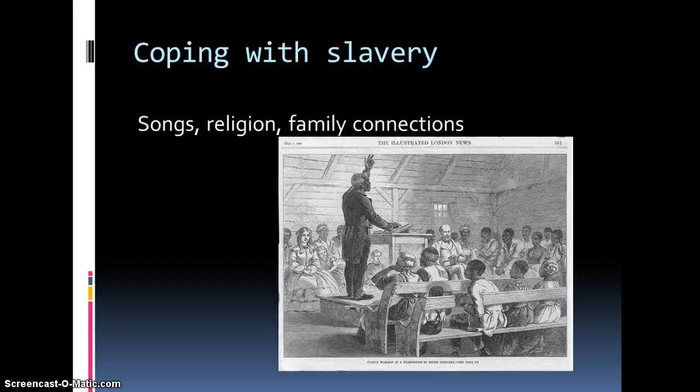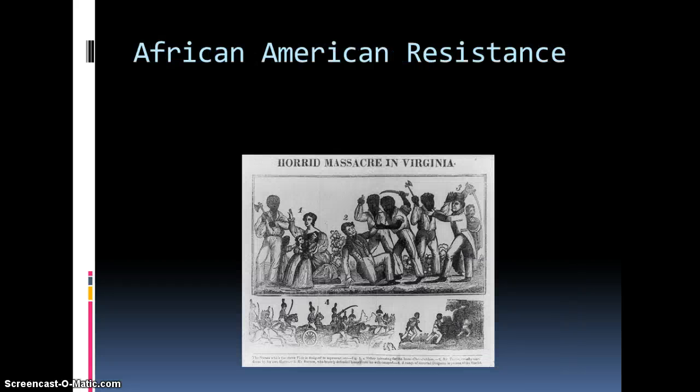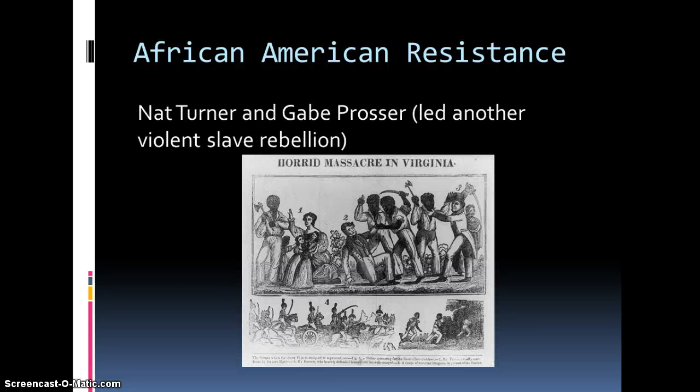All right, talking about slavery is hard. You have to figure out how did slavery continue. And we talked about that a little bit in class, but think about songs and religion and family connections being part of what tied slavery and allowed slaves to cope with it and not fight out. But we do know there were some African American led rebellions like Nat Turner, and there's another guy, Gabriel Prosser, who led a really violent massacre, and you can read about that in the extensions folder.